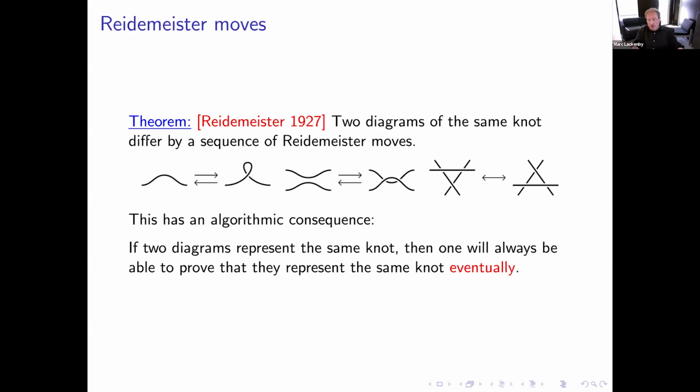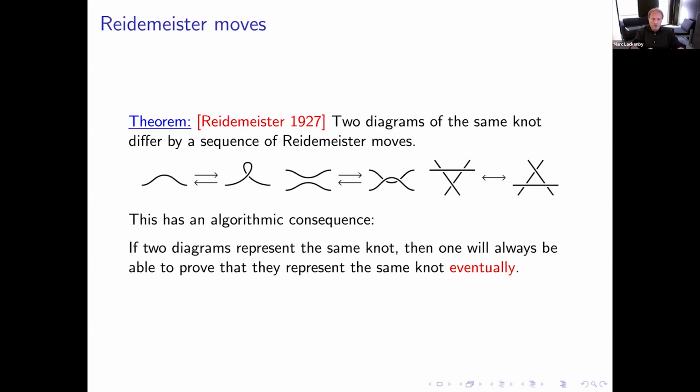It's worth emphasizing that this does not give you an algorithm for solving the knot equivalence problem. Because if someone had given me two different knots, then this process would never terminate. And so actually knowing when to terminate is important in this area.